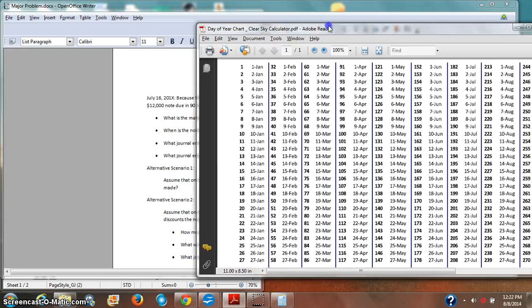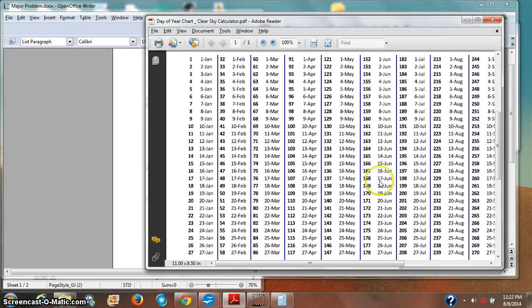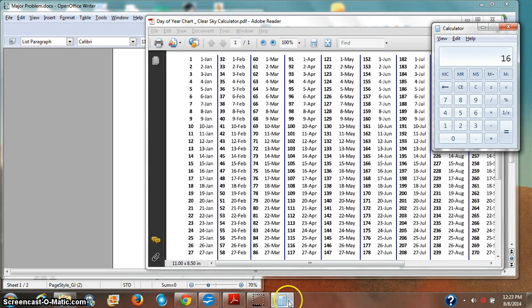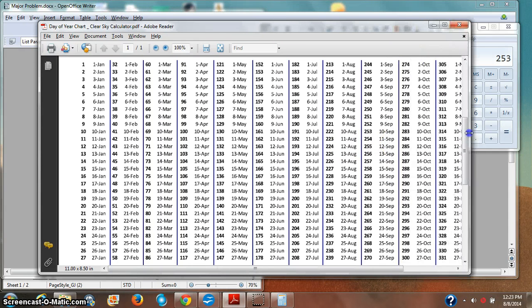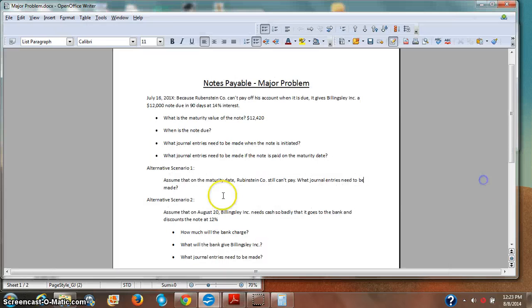This is actually July 16th. July 16th, 163rd day of the year. 163 plus 90 days equals the 253rd day of the year, which works out to be September 10. When is the note due? And the answer is September 10.